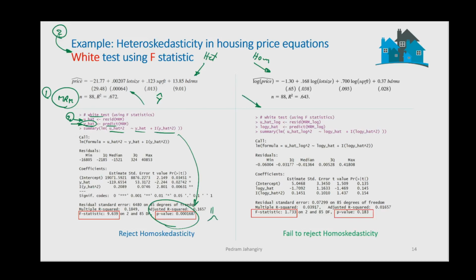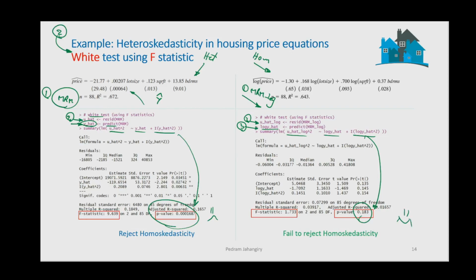Let's do it one more time. So number one, regress your model, call it maybe MRM underscore log because this is a log version. Number two, save the residual. Number three, maybe save those predictions because these are your y hats. I call it log y hat. And then finally regress that u hat squared on y hat and y hat squared, right? Look at the p-value, it's large. Again, here's good news because we failed to reject the null, and the null was homoskedasticity.